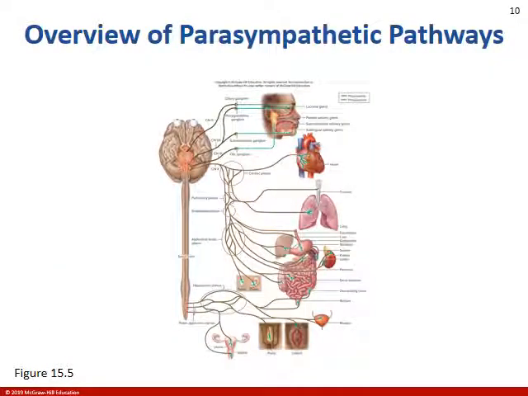I think this is a nice overview of the parasympathetic pathways. One, you can see they're coming from the cranial region and the sacral region. You can see that in most cases, the pre's are very long and the posts are very short, and you can see that the synapse or the ganglion is happening at the organ level.